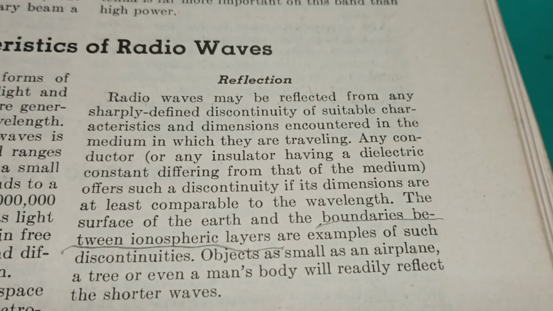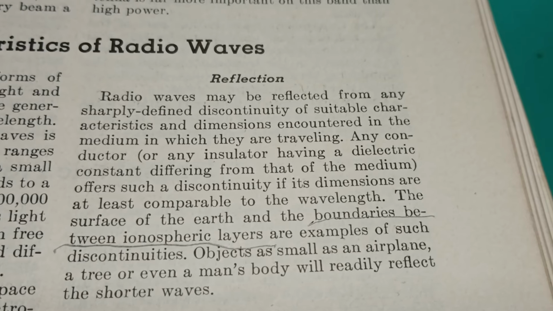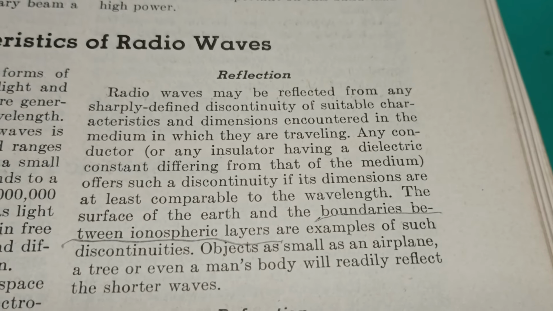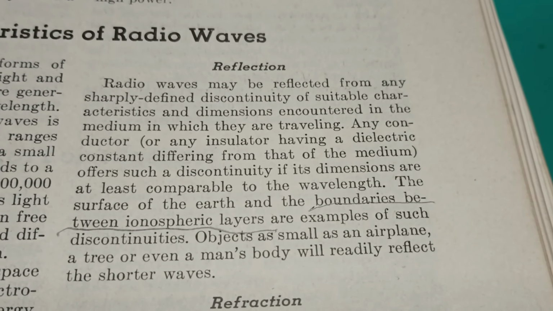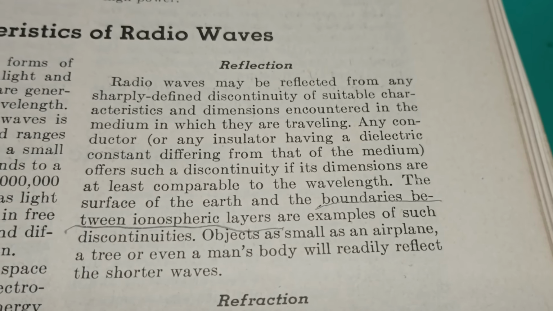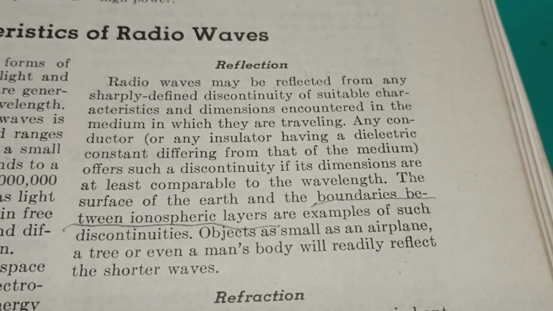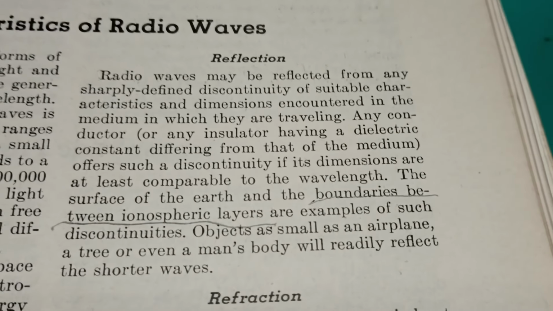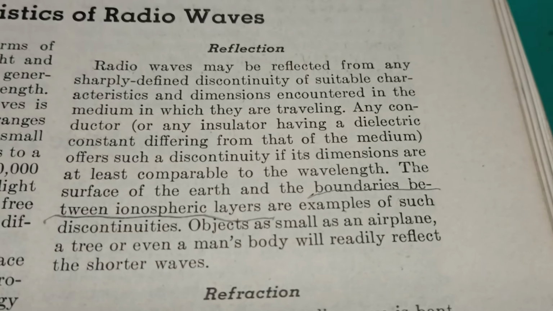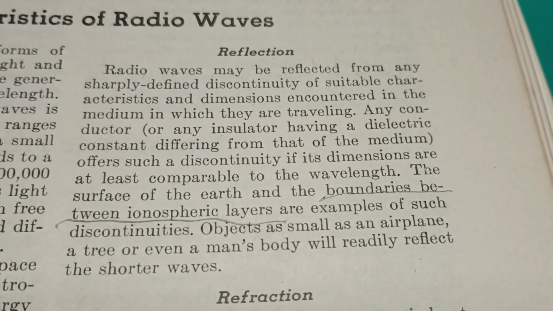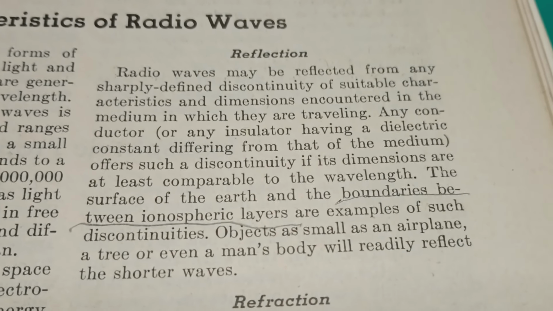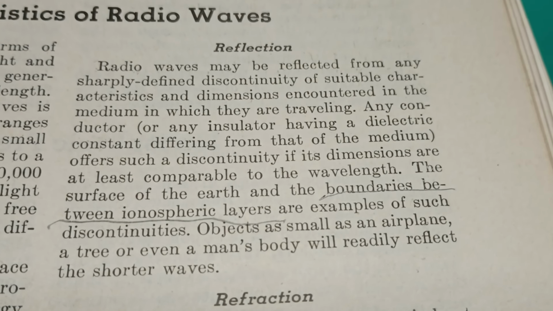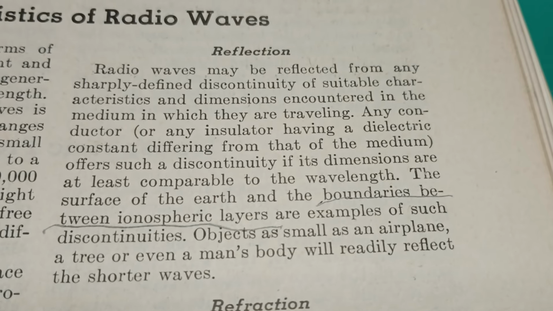"Radio waves may be reflected from any sharply defined discontinuity." That is true. Notice the word sharp. "Of suitable characteristics and dimensions encountered in the medium in which they are traveling." Now notice there are two things here, some sharp discontinuity and traveling through a medium. In the first sentence, they're starting to mix up and confuse terminology. Any conductors are solid material, atoms densely packed, or any insulator, similar property. Insulators are solid for the most part.